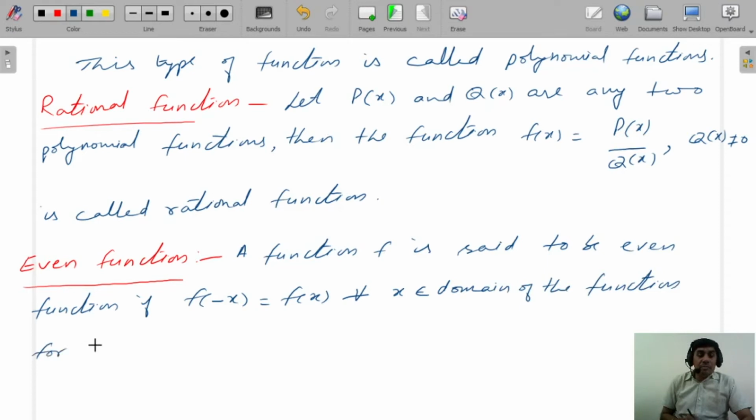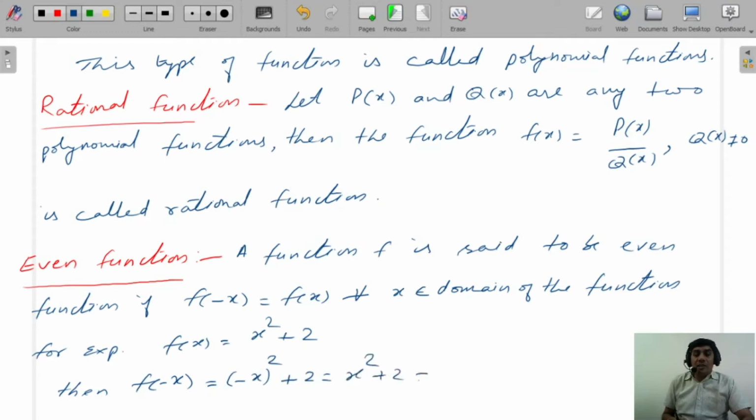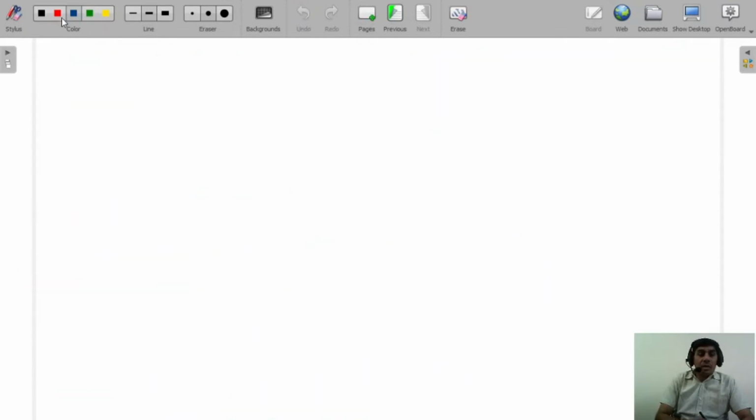For example, f(x) is equal to x square plus 2, then f of minus x is equal to (minus x) whole square plus 2 is equal to x square plus 2, which is equal to f(x). That is, f of minus x is equal to f(x). Hence, f is said to be even function. The next, odd function.